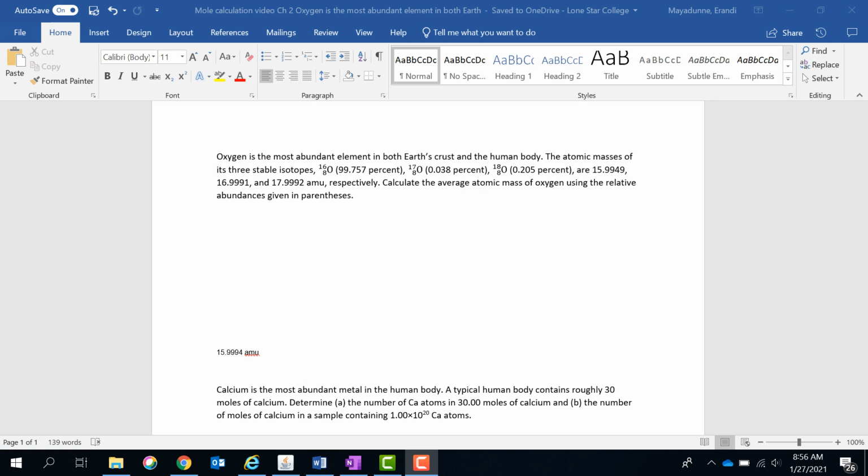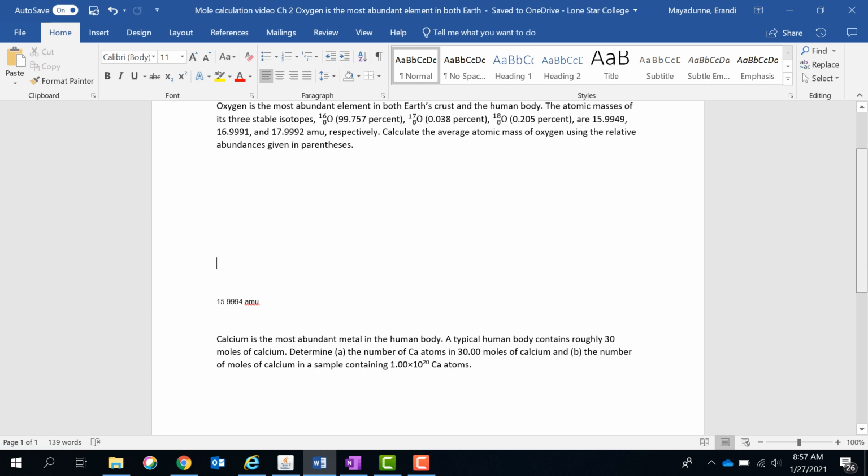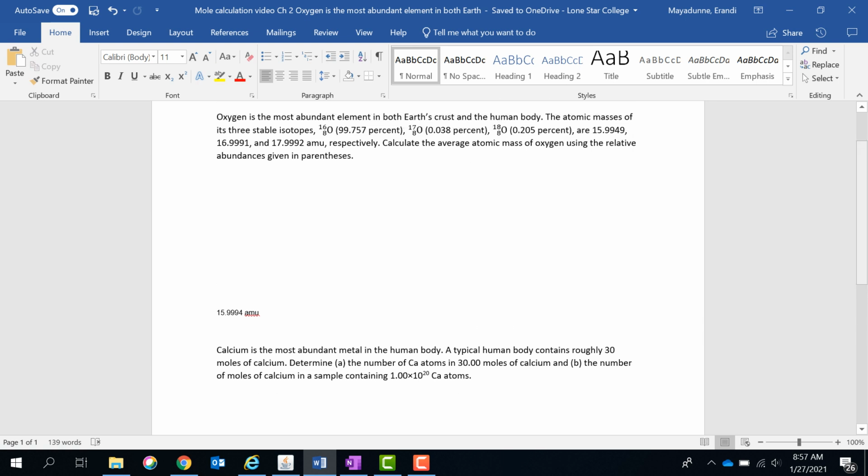So let's see how we are going to find this atomic mass. In this question, oxygen is the most abundant element in Earth's crust and the human body. Its atomic mass comes from its three stable isotopes. The actual mass of O-16 is 15.9949, with an abundance of 99.757%. The O-17 mass is 16.991, with 0.038%, and this one has 17.99, rounded off, right? You see that they don't write 17.999. This O-18 has 0.205%.